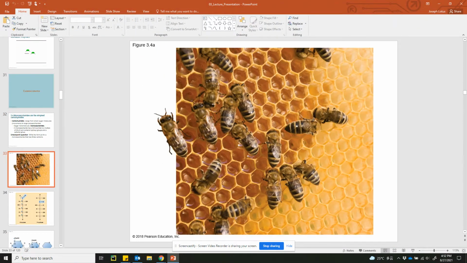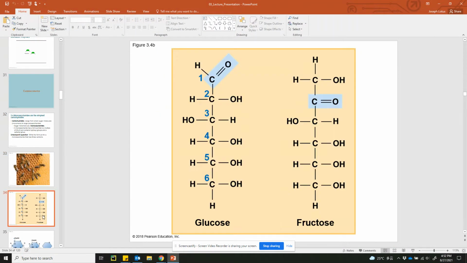So let's take a look at some more carbohydrates. This is an example of some monosaccharides like glucose and fructose. You can see they have very similar structures, but slightly different depending on where the double bond to the oxygen lies.